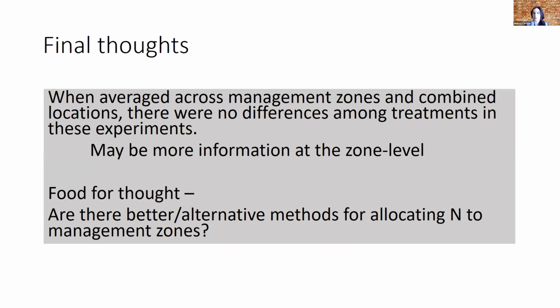So, a quick summary of final thoughts. What we found when looking at that combine field data, when averaged across all of the management zones in those field strips, we didn't see any whole field average response to the variable rate nitrogen. But maybe there's more information at the zone level that we haven't teased out yet.